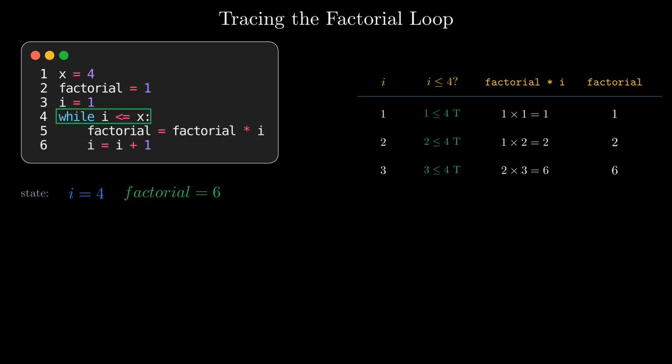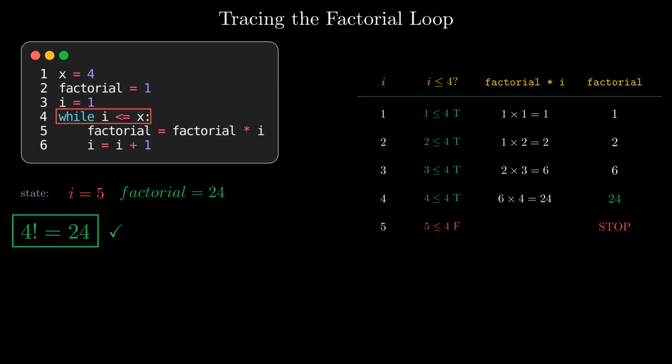Fourth iteration, check 4 is less than or equal to 4, true since 4 equals 4, less than or equal still holds. Multiply factorial by i, 6 times 4 equals 24. Factorial is now 24. i increases to 5. Final check, 5 is less than or equal to 4, false. The loop stops. The answer stored in factorial is 24. Exactly 4 times 3 times 2 times 1.